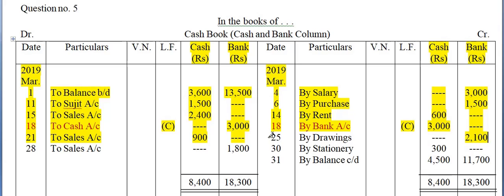On 25th you withdraw the money, and this withdrawal is for personal expenses, so you will write by drawings account, and bank will be recorded out here. I mean, the bank is getting influenced by this particular transaction, so you will record the amount in the bank column, and the cash column will be blank.